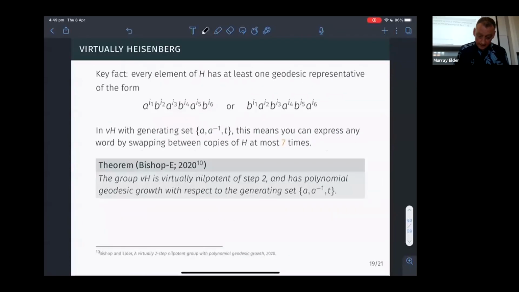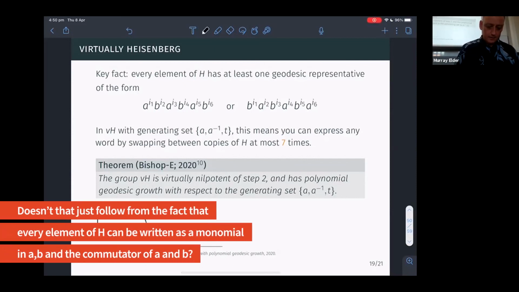And using this fact, we get this theorem. It's not been accepted anywhere yet. The group VH is virtually nilpotent of step 2 and has polynomial geodesic growth. I don't know exactly what the growth rate is, and I really hope that it's some number that's not exactly an integer, because that would be cool. And I can only do this theorem for that particular example of the Heisenberg group because I need another French person to calculate distances and prove a theorem like that for me. So I don't know whether you could do some other Heisenberg group of higher step, because we don't have that fact. So it's a fairly limited thing.